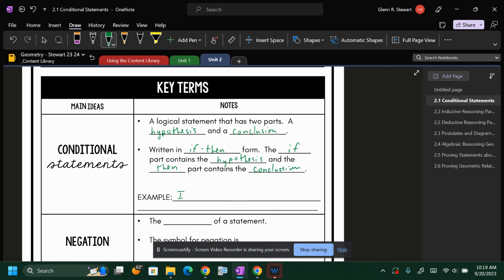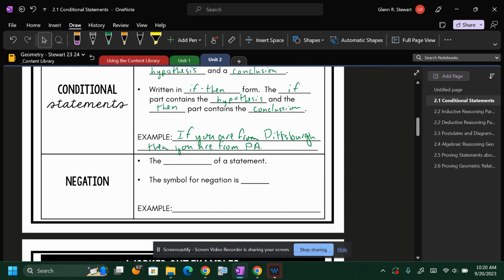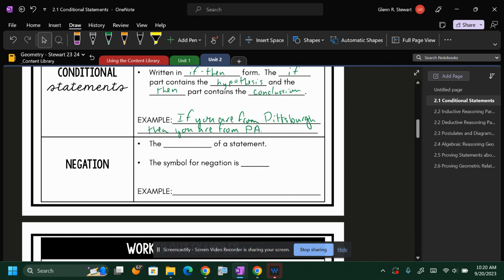For example, if you are from Pittsburgh, then you are from Pennsylvania. So that is the conditional statement, if-then, or your hypothesis to your conclusion. Negation is the opposite statement.